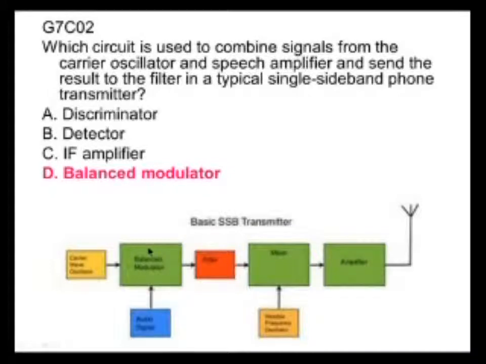In the balanced modulator, we put in the carrier frequency, we put in the audio frequency, and we get out an upper sideband and a lower sideband signal. Okay, and then the filter, like we talked about in the last question, strips off the one we don't want. So the circuit that combines the carrier oscillator and the speech amplifier is the balanced modulator.